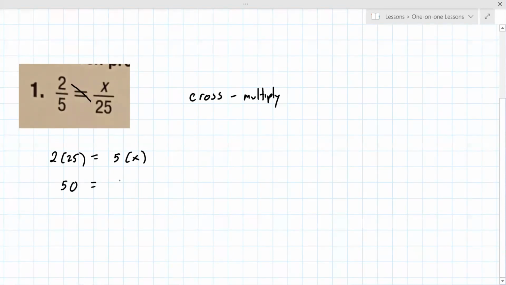You can multiply them out, and then you just divide both sides by 5, in this case, to get x equals 10. Okay. That one's pretty straightforward. Let's try number 2.